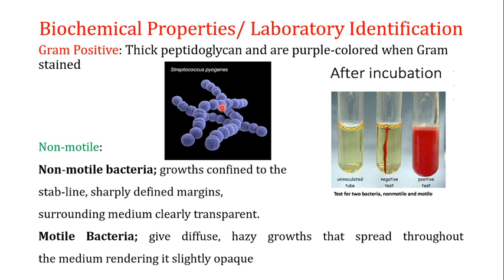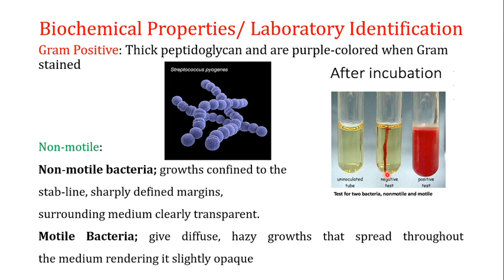Another important property of these bacteria, the Streptococcus pyogenes, is that they are non-motile in nature. You can use different kinds of media which can show you the non-motile nature of these bacteria. Now, how do you differentiate between the motile and the non-motile bacteria? Now, if you grow the non-motile bacteria by stabbing them in a media, their growth is confined to the stab line. You can see over here, these are the non-motile bacteria. You have stabbed them in the media.